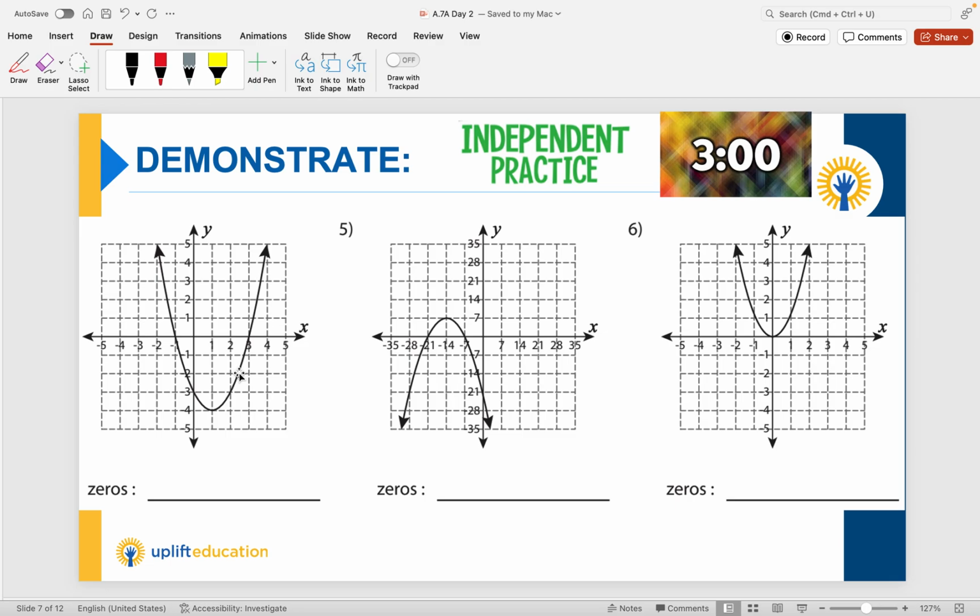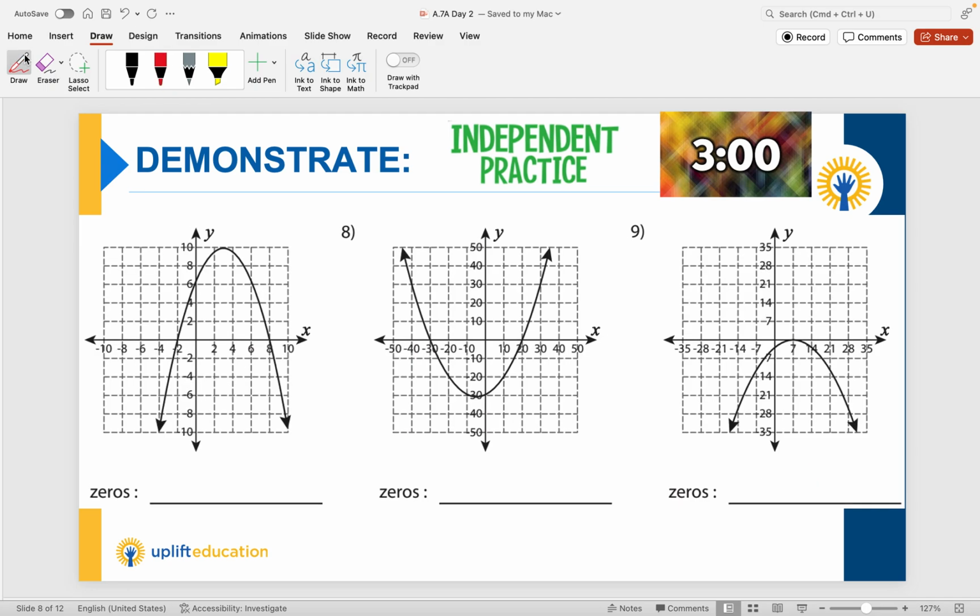I'm going to pick question 6 because question number 6 is probably the one you have questions about. If I'm looking here, it touches the x-axis right here and only here. So that means we only have 1 zero, and that 1 zero just so happens to be at the origin, or (0, 0). And I'm done. Sometimes we won't have 2 zeros, but most times we will.